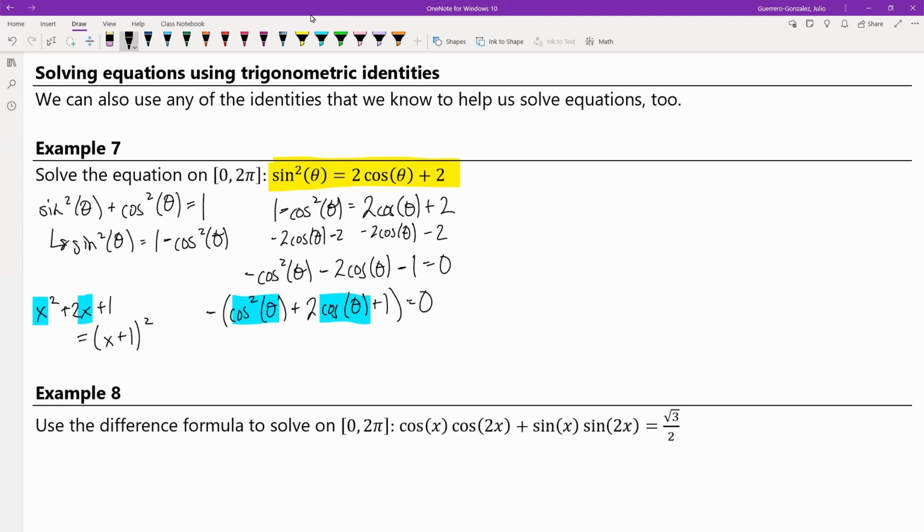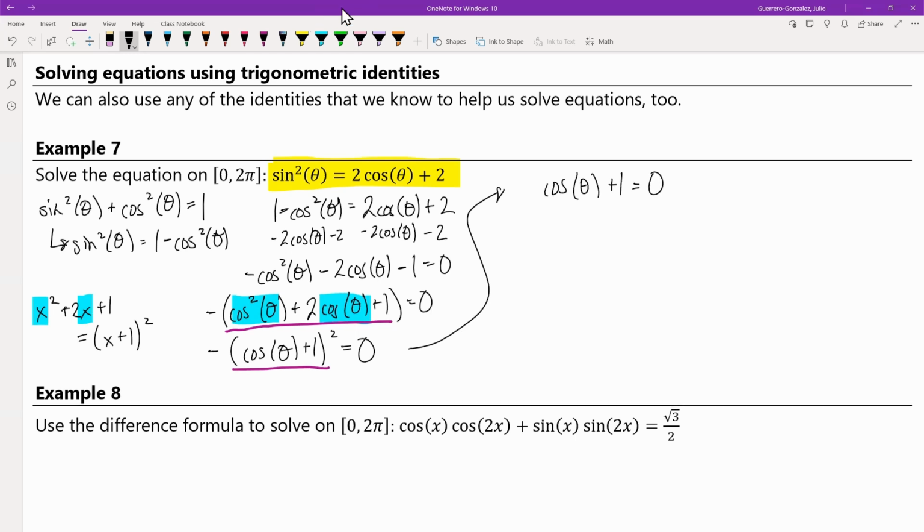So basically all of this turned into this. Now it gets a little easier, because we can't have all of this being equal to 0 and all of this being squared unless the thing inside the parentheses is actually 0. So this tells me, I'm going to carry this up here, that cosine of theta plus 1 has got to be equal to 0.